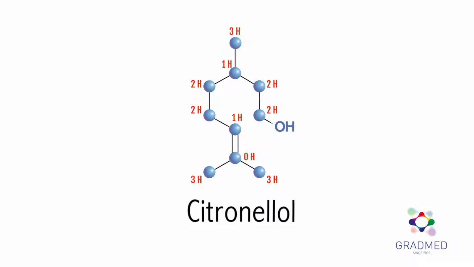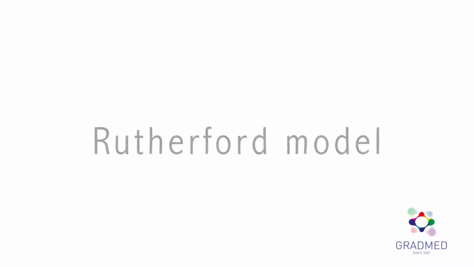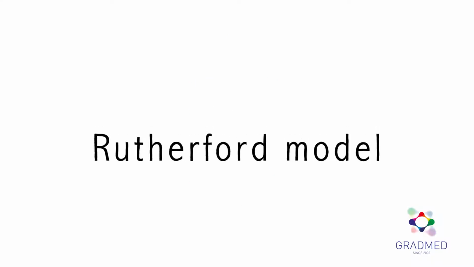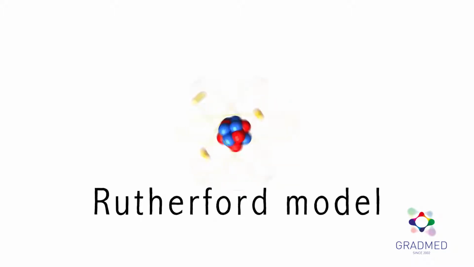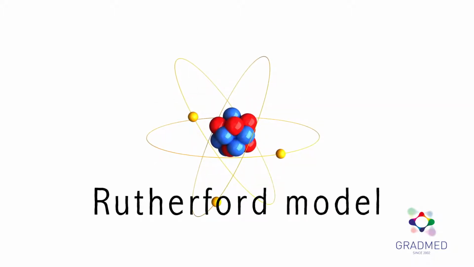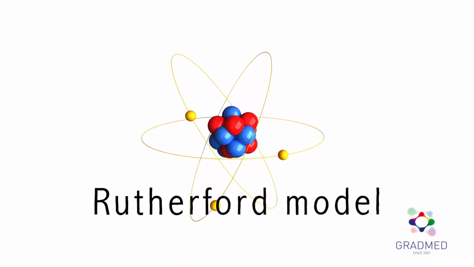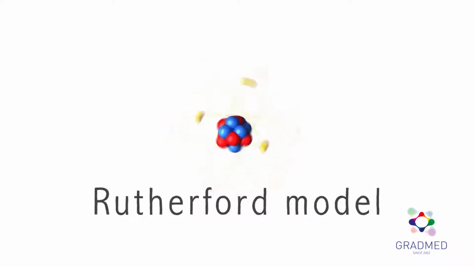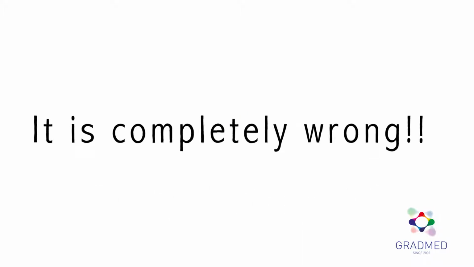So why is it that carbon forms 4 bonds? And how does this influence the nature of organic compounds? When we think of the structure of an atom, we normally think of the Rutherford model, with the nucleus consisting of protons and neutrons, and the electrons whizzing around in planetary-like orbits. There's just one slight setback with this picture. It's completely wrong.